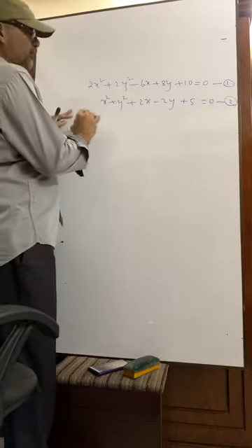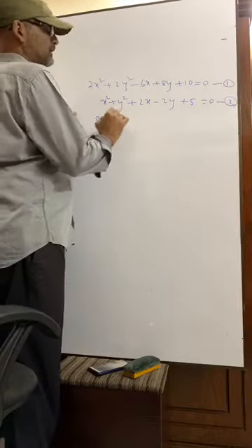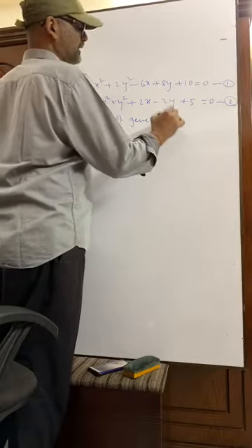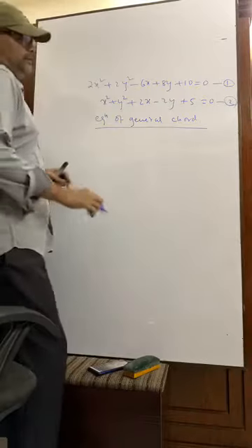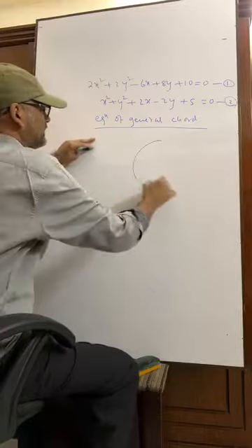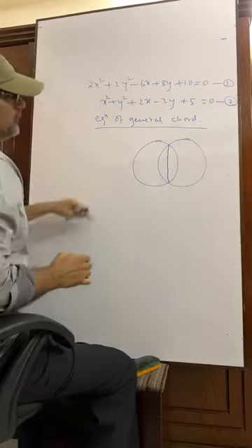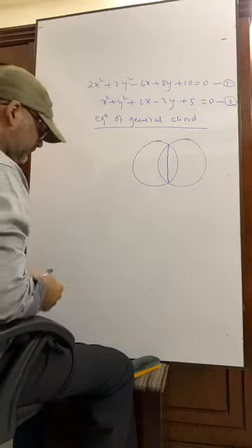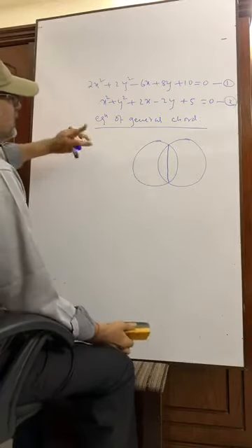What is the equation of the general chord? What is meant by this? Suppose these two circles intersect. This is the general chord. So what is the equation of this chord? Can you tell me? What is the formula to determine the general chord?